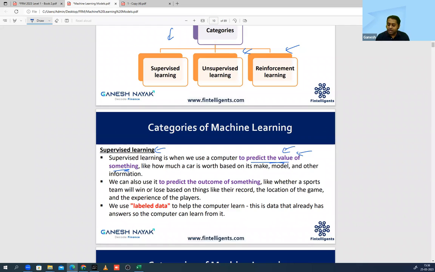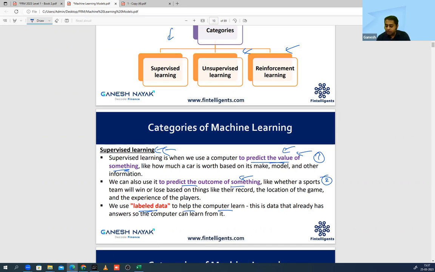So it can help you to predict a value of something, or it can predict the outcome of something, whether you will win the match or not. Who will win the World Cup? Like that. So these are the two broader things that will come under supervised learning. Either you will predict the value of something or the outcome. Okay, when we hear the word labeled data, what does it mean?